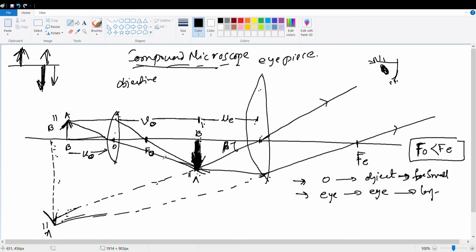So the virtual object, which is the virtual object? You can write the image formed by the objective lens acts as a virtual object. The image formed by the objective lens acts as a virtual object for the eyepiece lens. Write down.